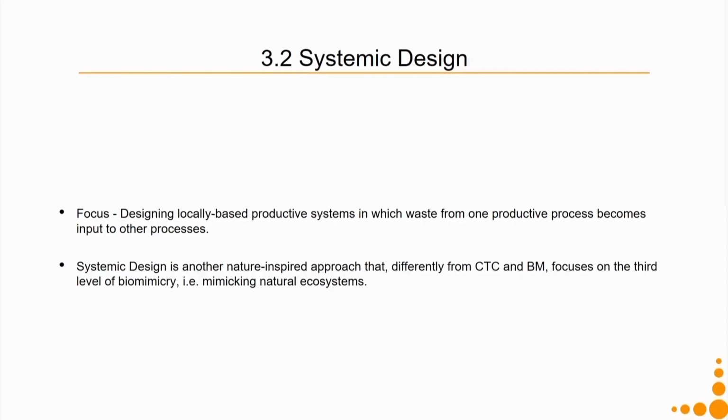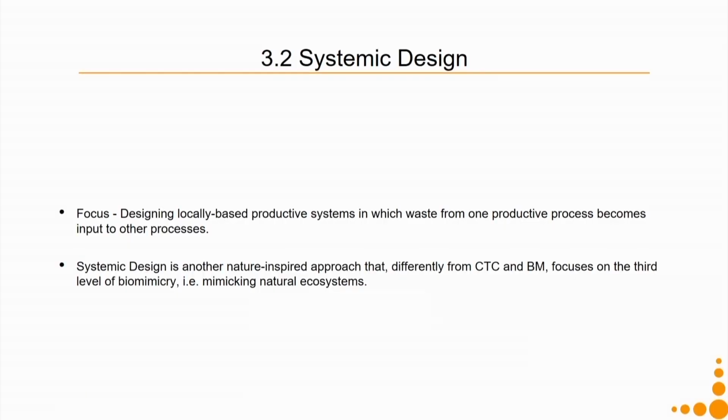Another approach in spatio-social is the systemic design, where our focus is on designing locally based productive systems in which the waste from one productive process becomes input to the other process. As we discussed in the last class, in cradle to cradle or biomimicry, our focus is on nature inspired forms and processes, but in systemic design our focus is on the third level of biomimicry, that is mimicking natural ecosystems.